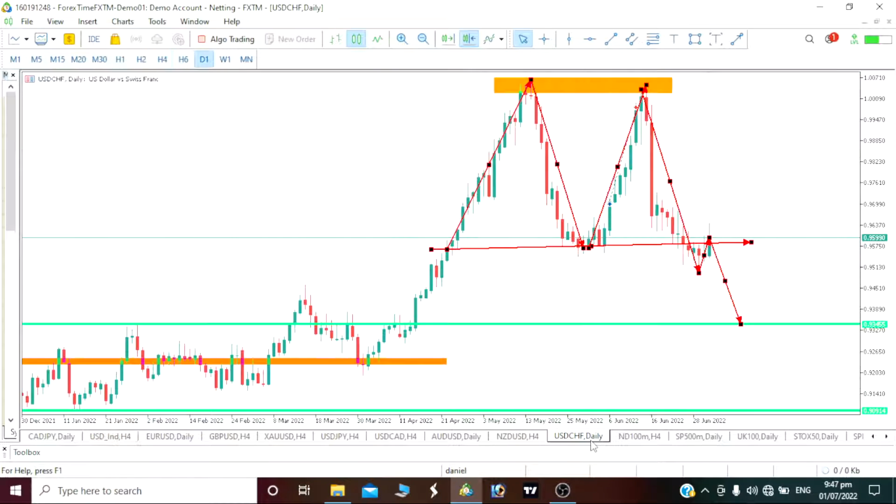So that is why it will reflect on our USD Swiss franc, that our USD to our Swiss franc would close bearish, would fall below and close bearish on our USD Swiss franc. So that is the analysis for the week.